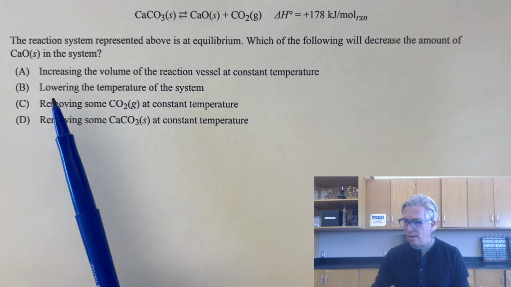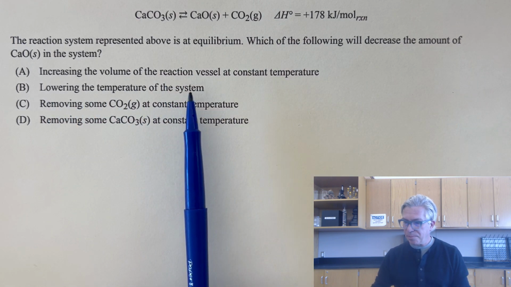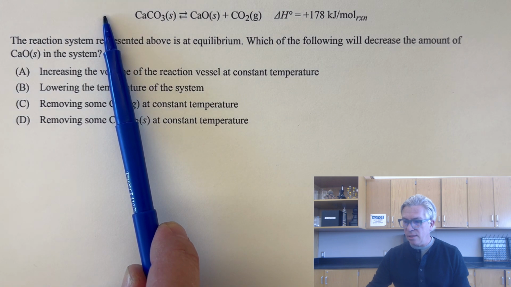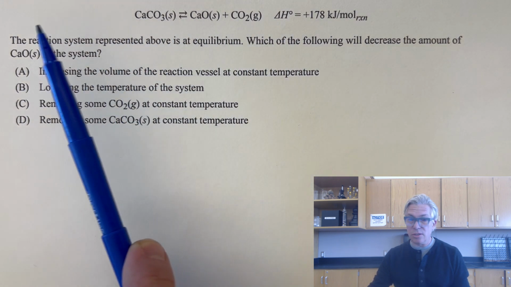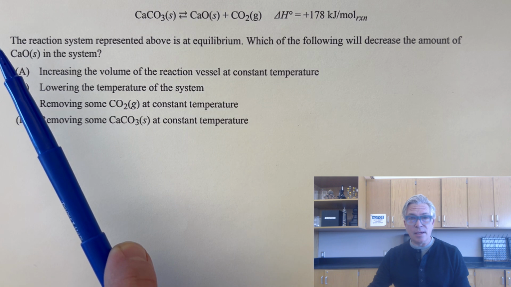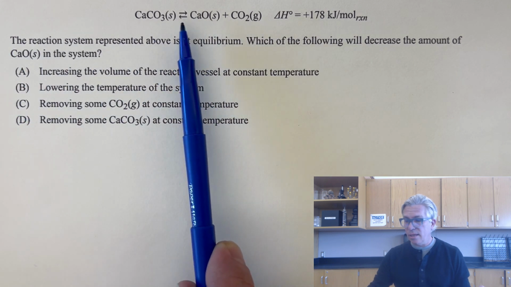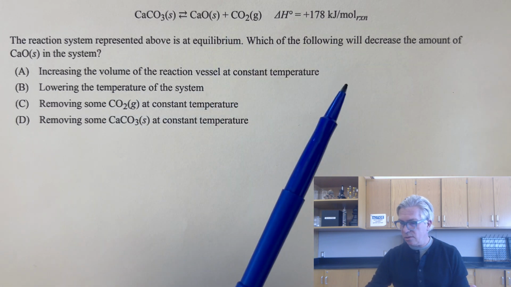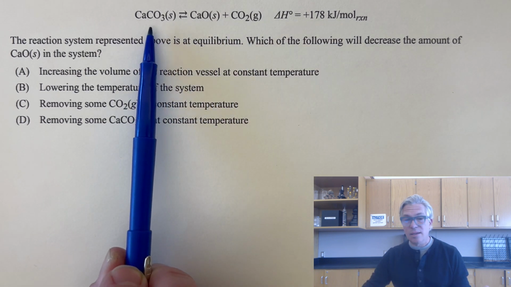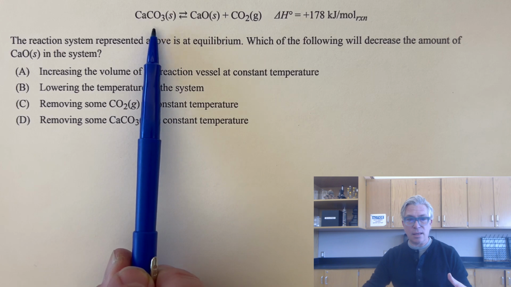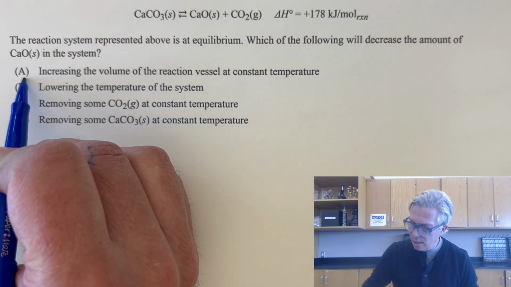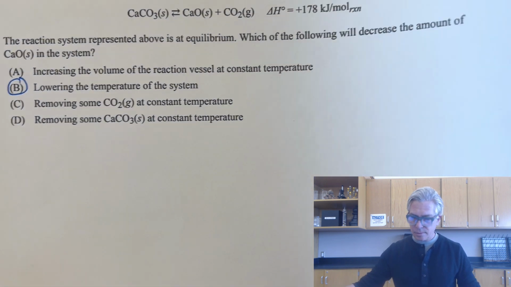That's not my choice. Lowering the temperature of the system. Delta H is positive, which means heat is a reactant. Lowering the temperature is going to make it want to go to the left and produce more heat, and so calcium oxide will decrease. Removing some CO2 will make it go to the right. Removing some of the solid will not change anything because it's a solid, and just removing some of it is not going to change anything. So lowering the temperature is my answer.